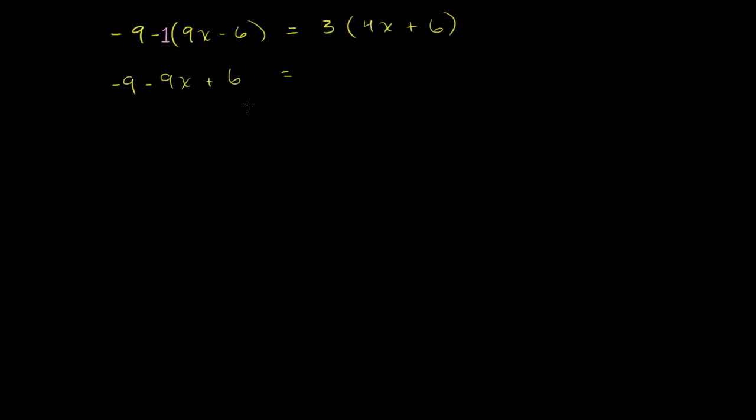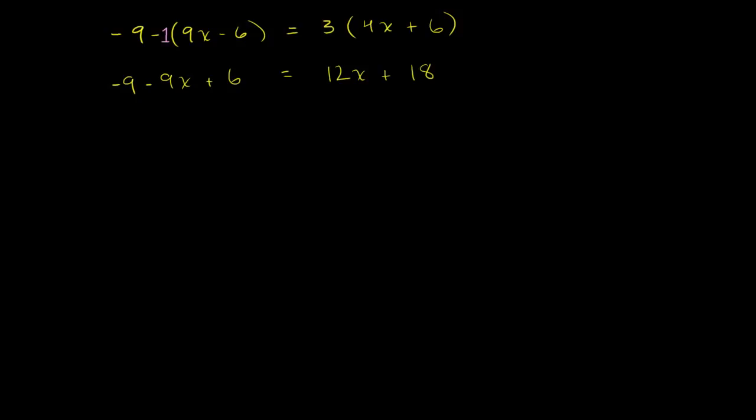And then that is going to be equal to, let's distribute the 3. 3 times 4x is 12x. And then 3 times 6 is 18. Now what we want to do, let's combine our constant terms if we can. We have a negative 9 and a 6 here. On this side, we've combined all of our like terms. We can't combine a 12x and an 18.